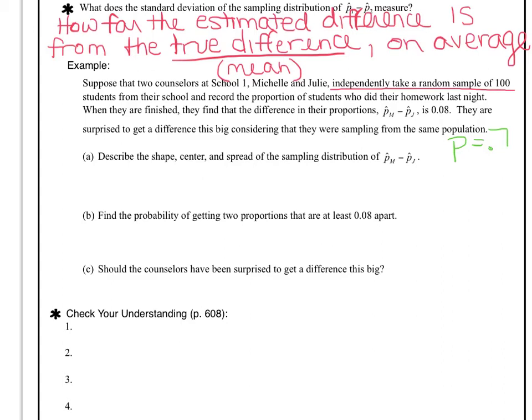So if I'm going to describe the shape, center, and spread, to talk about the shape, I need to check my conditions. So, n times p for both populations. 100 times 0.7 equals 70, which is greater than or equal to 10. And 100 times 0.3 equals 30, which is also greater than or equal to 10. Okay, that's done for the first one. Because they're from the same population, the p's are the same and the sample size is the same. So I need to say over here somewhere, the condition is the same for both populations.